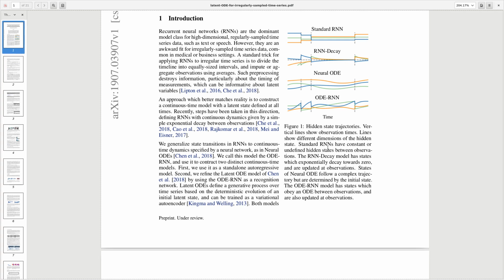First, we use it as a standalone autoregressive model. Second, we define a latent ODE model of Chen et al. 2018 by using ODE-RNN as a recognition network. Latent ODEs define a generative process of a time series based on the deterministic evolution of an initial latent state and can be trained as a variational autoencoder.